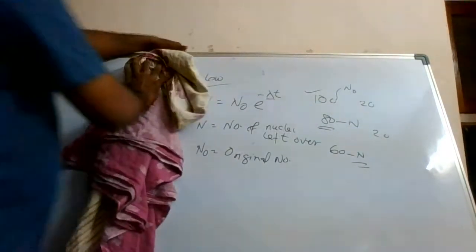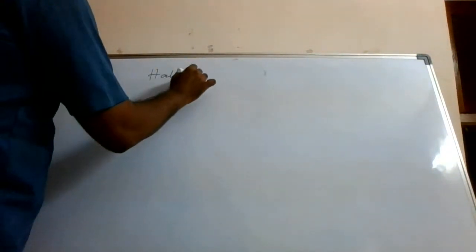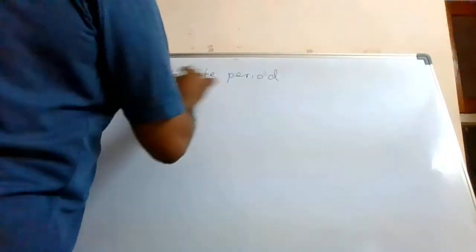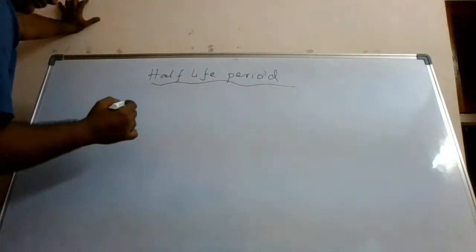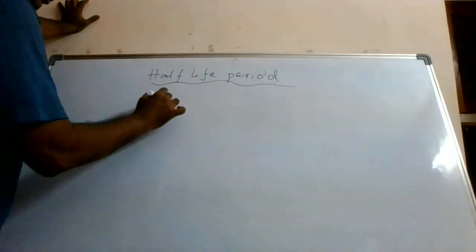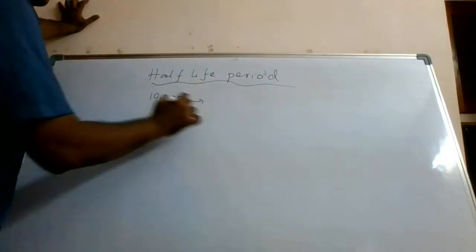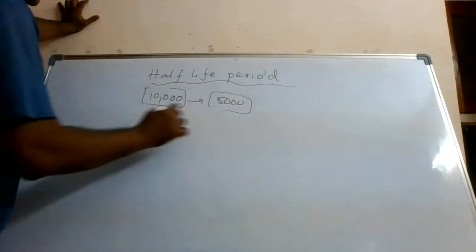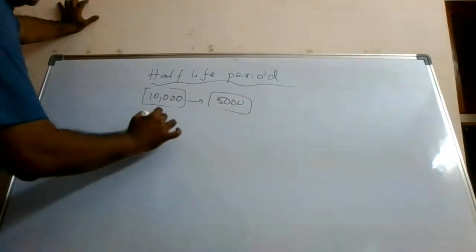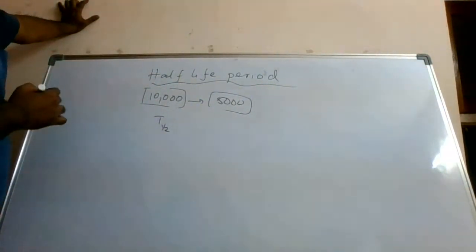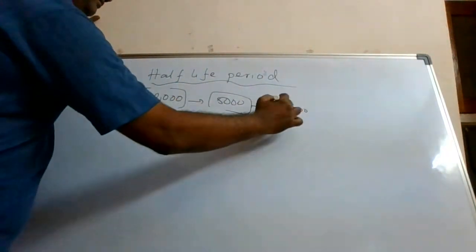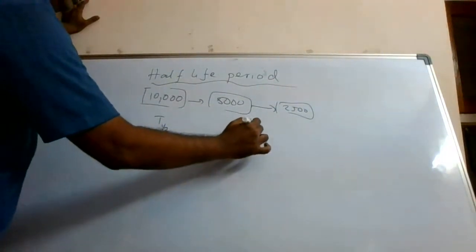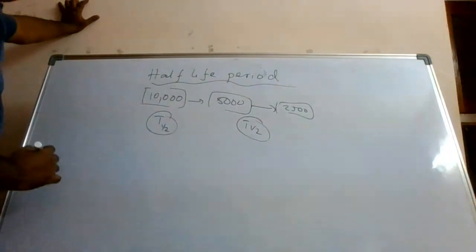Now here we will talk about a concept called half-life period. Let us first understand this. Let us say we take a sample in which 10,000 nuclei are present. The 10,000 became 5,000. The number became half. Some time it would have taken, which is denoted by T half. That is called the half-life period. Now this 5,000 became 2,500. Some time would have been taken, that is also T half only. Is this and this different? No, it's not different.